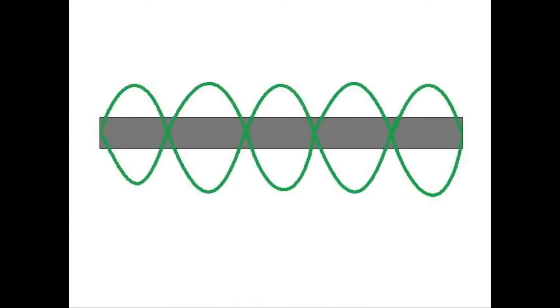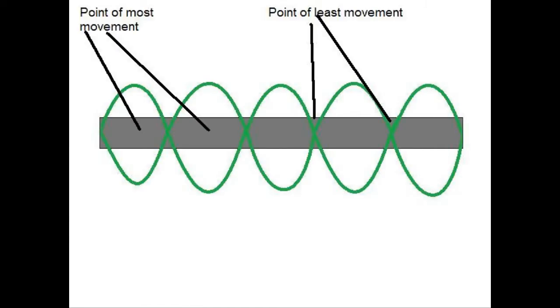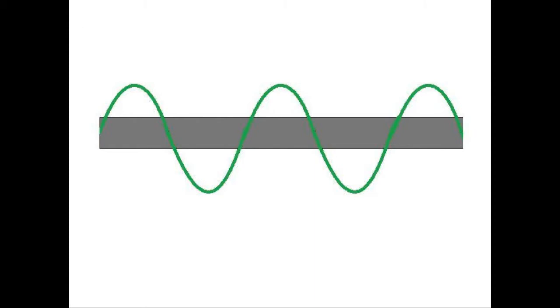The resonant frequencies of an object are wavelengths which, when they travel back and forth along the object, have their points of most and least movement line up, causing constructive interference. Any frequencies other than the resonant frequencies don't line up, and this causes destructive interference.